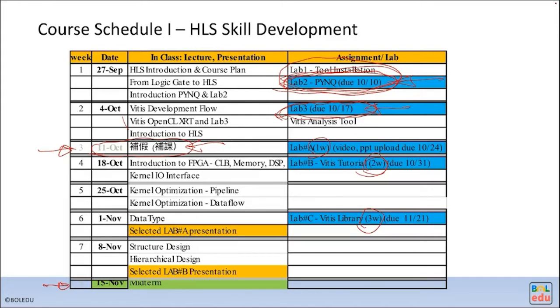Okay. So in this course, let me quickly go through here. Today I will introduce the lab, and then from logic gate to HLS. And next week we will talk about the second lab, which is lab 3, the XRT, and the VT's development flow.